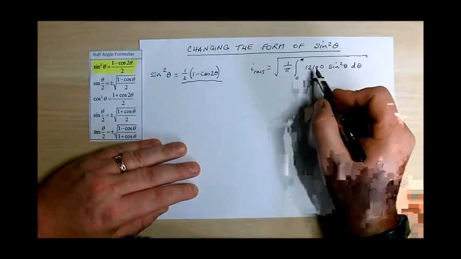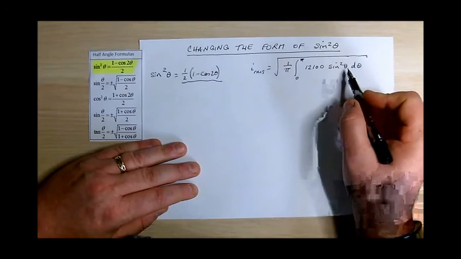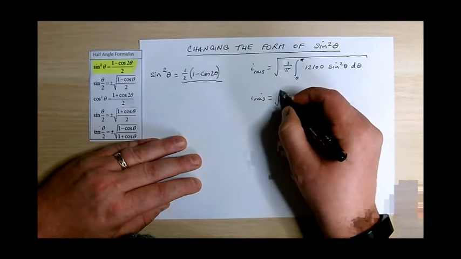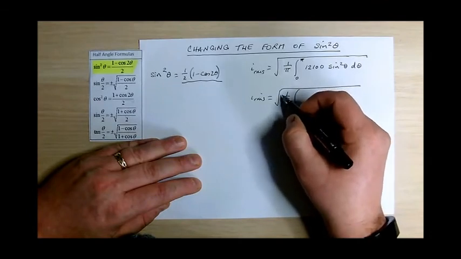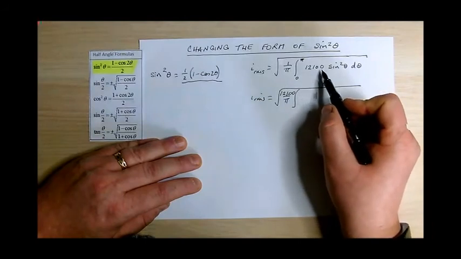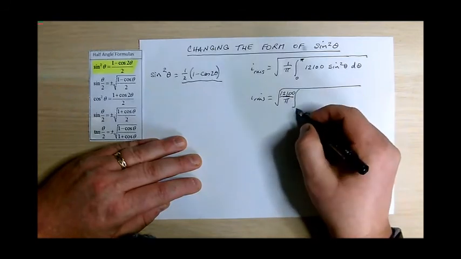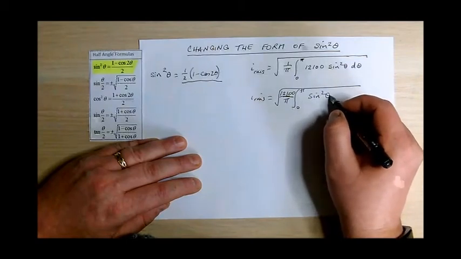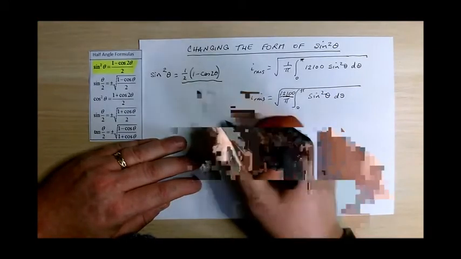Now before I do that, I can move any constants out of this integration because they're not dependent on theta. So I can rewrite this: the square root of 12,100 over pi, integrated from 0 to pi, sine squared theta d theta. Now I can insert this value.